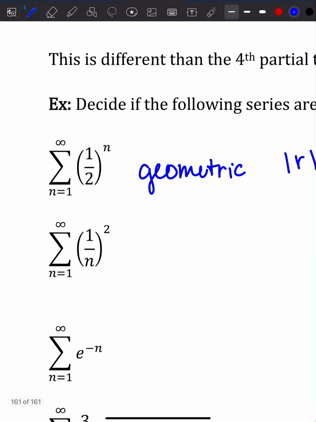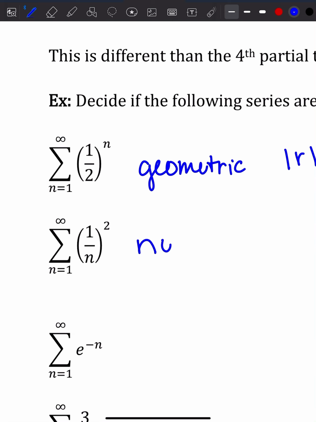We have the summation from n equals 1 to infinity of 1 over n squared. This time we don't have the exponent in the power, it's just in the denominator, so this is not geometric. So for right now, we don't know what to do with this.